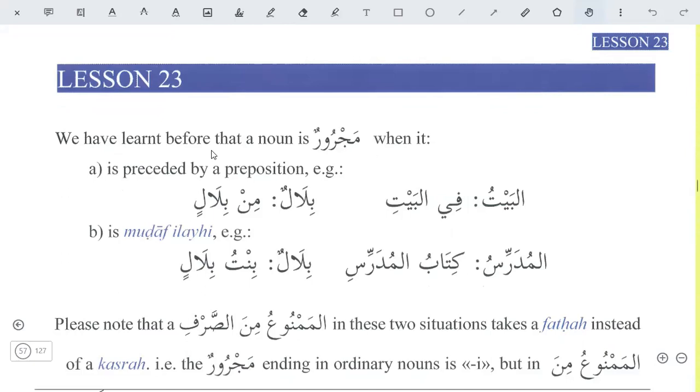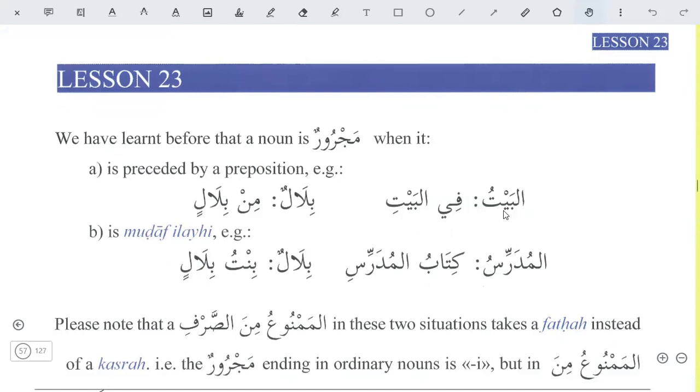We have learned before that a noun is majrur. A noun is majrur when it is preceded by a preposition. There are two reasons of majrur. A noun can be majrur only because of the two reasons. The one is when it is preceded by a preposition.